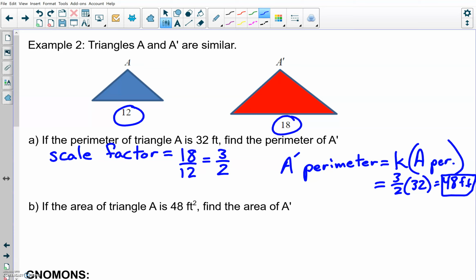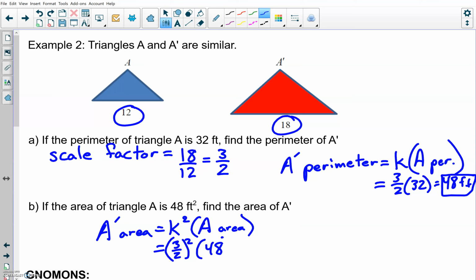So if the area of the triangle A is 48 feet squared, find the area of A prime. So the A prime area is going to equal K squared times the A area. And K squared would be 3/2 squared. And then the A area was 48. And when you work this out, you get 108 feet squared. So just using those formulas, if it's an area, you got to square the K. If it's perimeter, you just use the K as is.